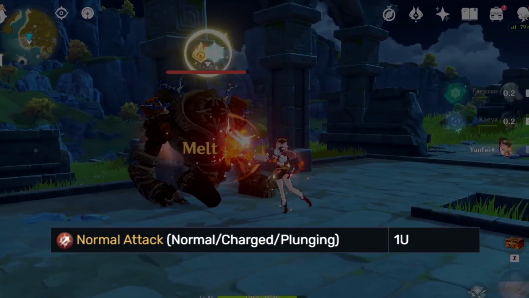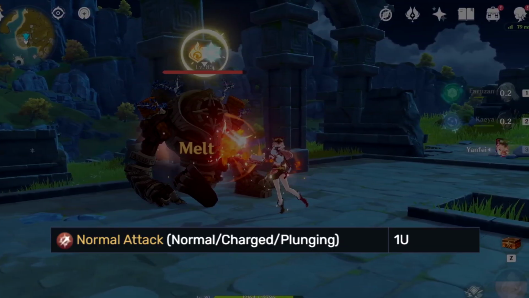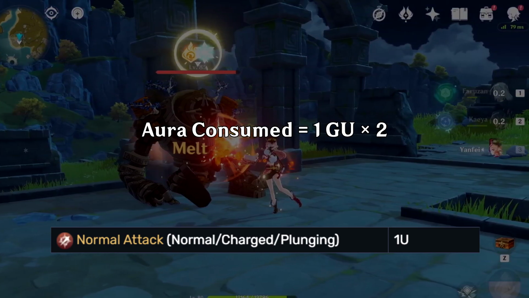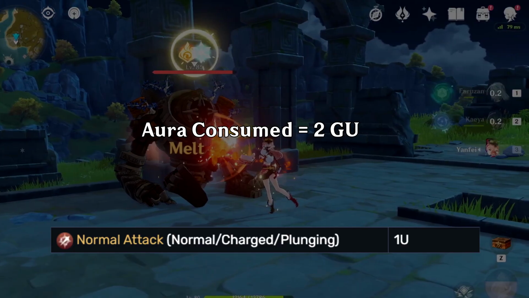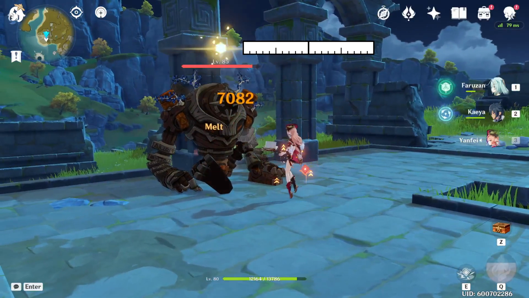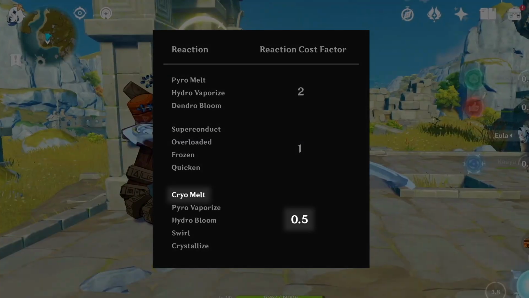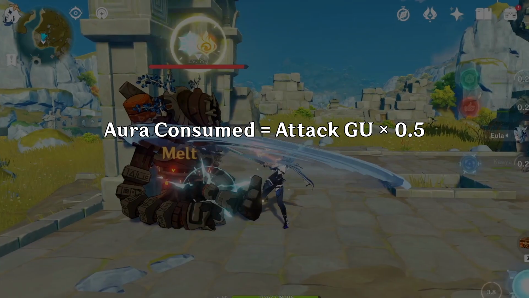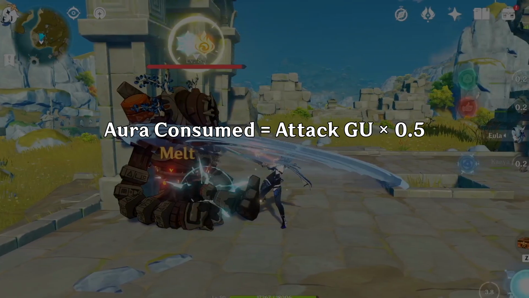Yanfei's normal attack is a 1U attack, which normally applies or consumes 1 gauge unit of Pyro. But because of the reaction cost factor of Melt, her normal attack ends up consuming 2 gauge units and completely depletes the Cryo aura. A reverse melt, on the other hand, has a reaction cost factor of 0.5. This means triggering melt with a cryo attack only consumes half the gauge units of that attack.